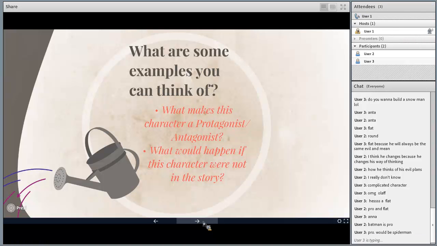Spider-Man is protagonist. Yep, definitely. Most of the superheroes are going to be protagonists. What about someone who's not a protagonist, but someone who's maybe an antagonist or flat character?